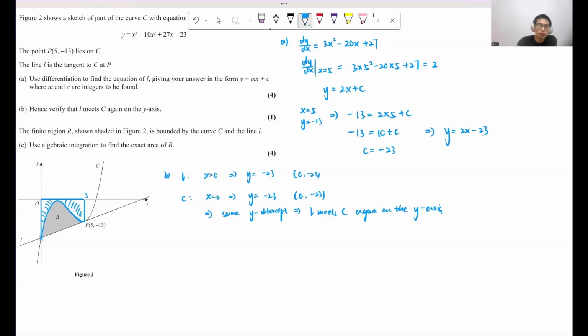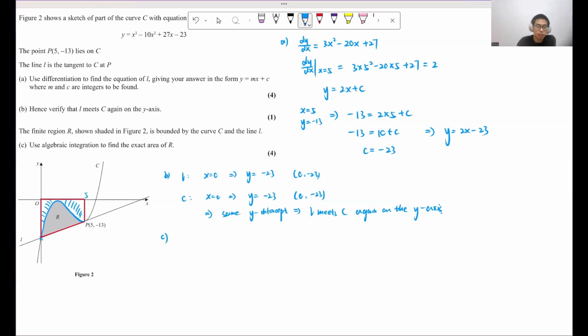But we're looking for R. We don't want this area. So what we should do is work out the area of this trapezium, and then once we work out the area of this trapezium, we can just minus the area of the blue part. Then that'll be the region we need. So we need to find them one by one.